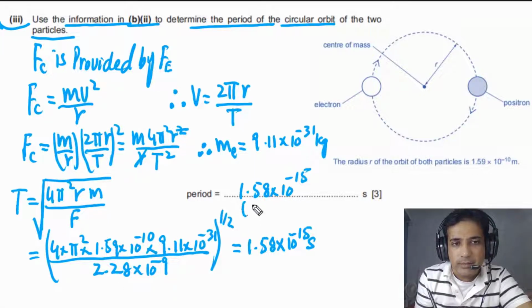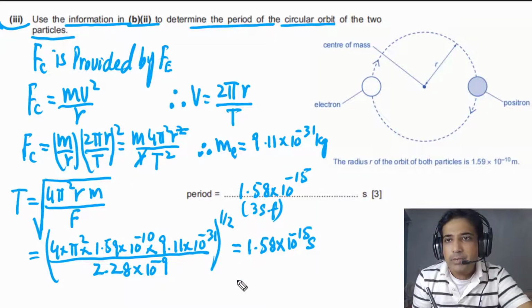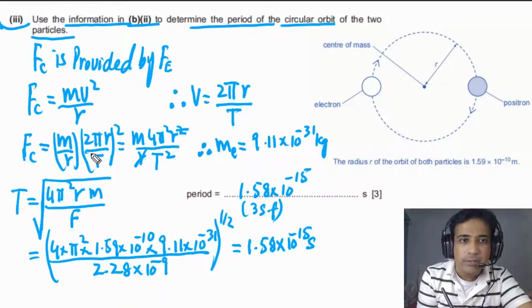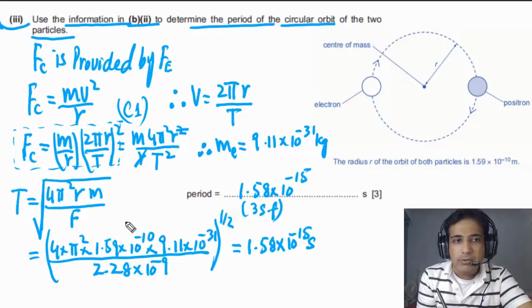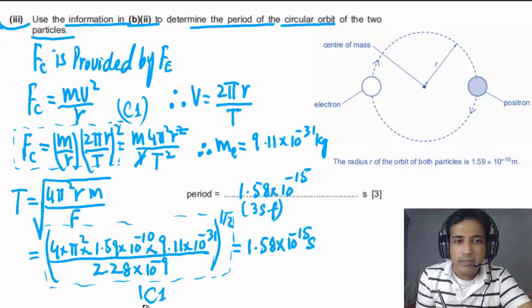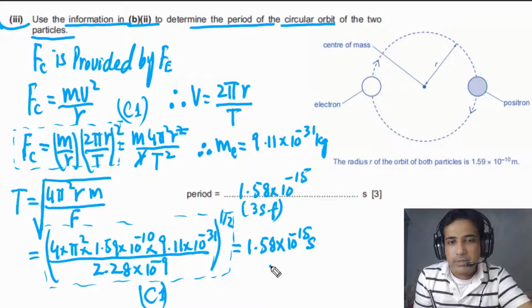This question has 3 marks. The first mark you will get if you have written this formula. If you have written this formula, you will get 1 C mark. The second mark you will get if you have plugged in the values for the quantities for the time period. You get 1 C mark. And you will get another mark, this is the answer mark, if you got the right answer. If you got the right answer, you will get 3 marks.